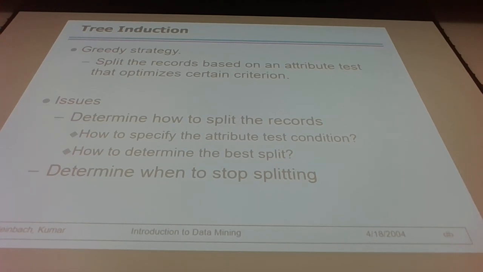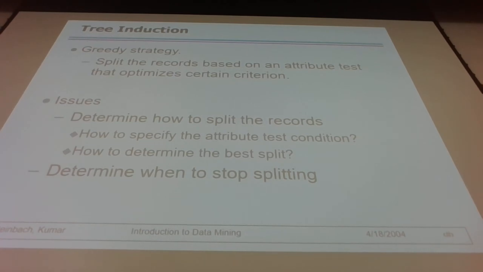Hunt's algorithm is a greedy algorithm. It determines the best possible split right then and there, and with that data point, it takes the best possible split. So it's a greedy approach. But the problem is, even with a greedy approach, how do we split the records? Which means, how do we specify the attribute test condition and which attribute to choose? How do we determine the best split? And not only that, how do we determine when to stop splitting?